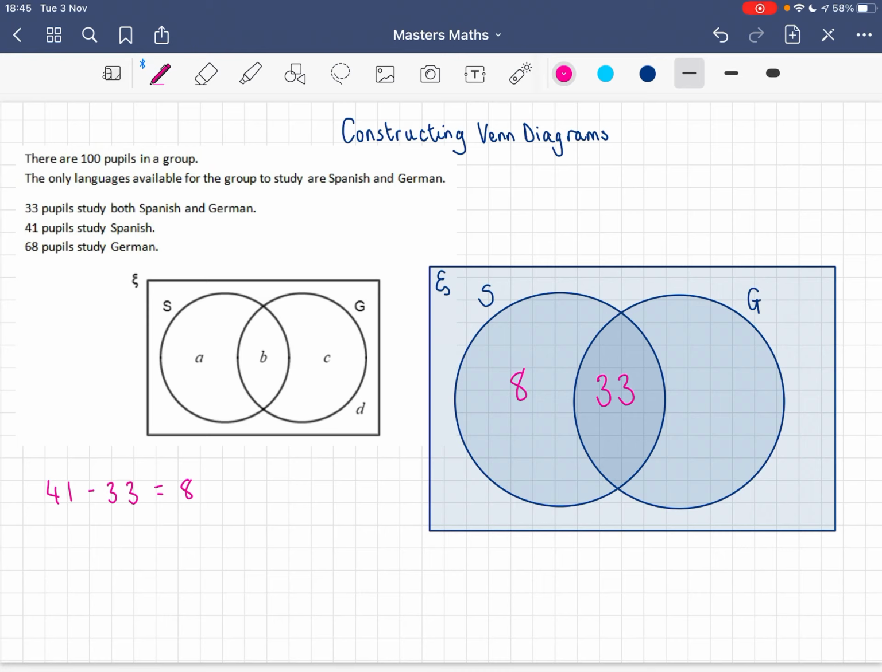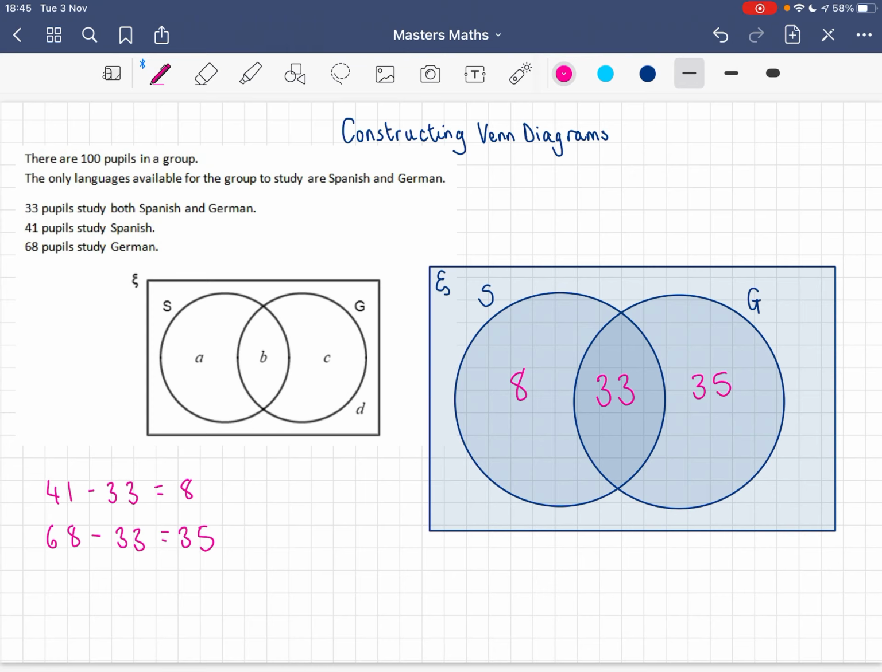And then we do the same or similar for our German. So 68 pupils study German. So our German circle has to have 68 in it all together. But we have already accounted for 33 of those. So to work out how many students just do German, we need to do 68 take away 33, which would be 35. So there are 35 students who do just German.